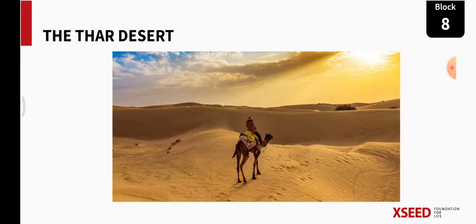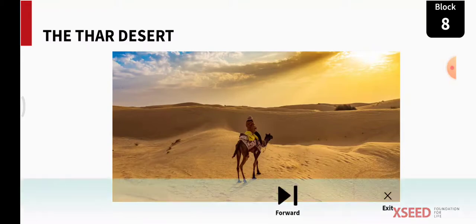So on the screen you can see the land is covered with lots of sand and you can see the camel. The person is using the camel to travel and we can see the hot sun there in the sky. How is the land and how is the climate? What are the problems that people face here? We are going to learn the location, the climate and the problems of the people. Right?